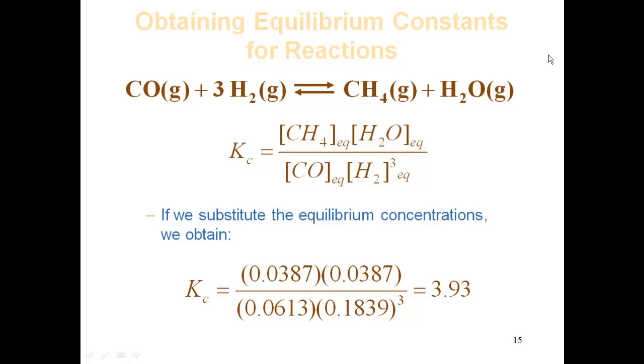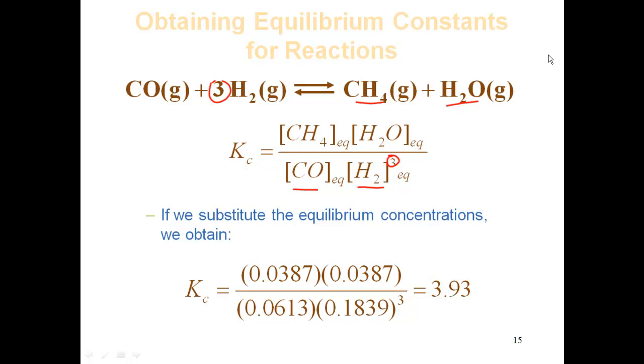So how do you write your equilibrium expression? Well, you take your reaction, your products raised to their coefficients. So I have methane to the first power, and water to the first power because they both have a coefficient of 1, divided by carbon monoxide to the first power and hydrogen gas to the third power, because it's got a 3 coefficient. So I plug in the values. For methane it's 0.0387. For water it's 0.0387. Carbon monoxide is 0.0613. Hydrogen is 0.1839, and that's to the third power.